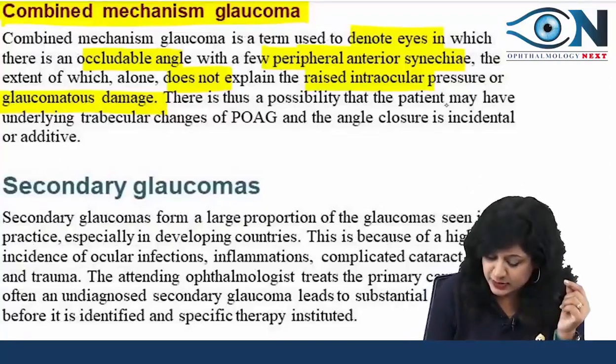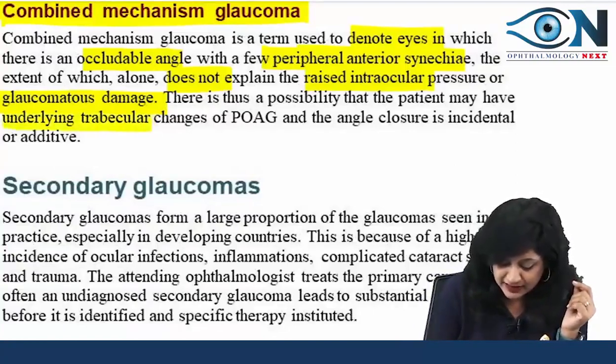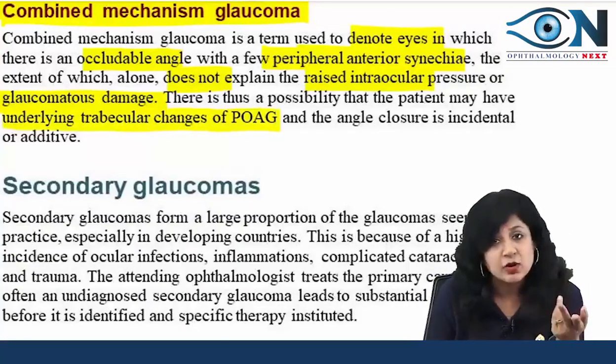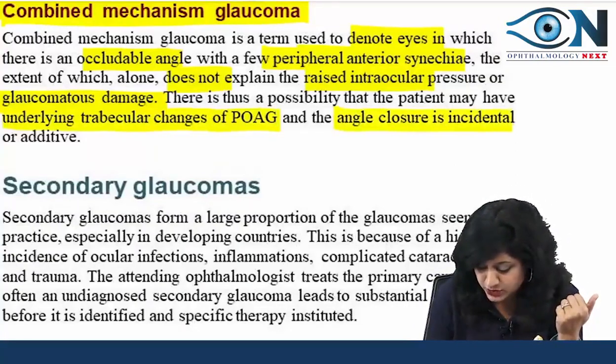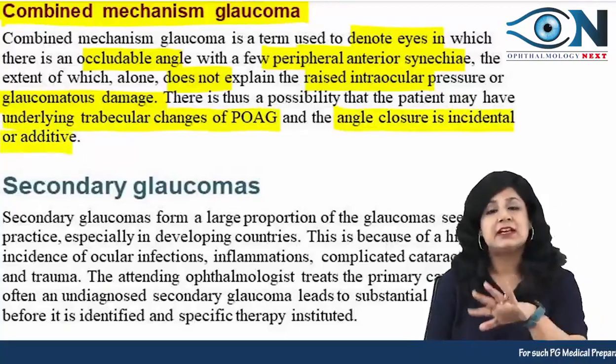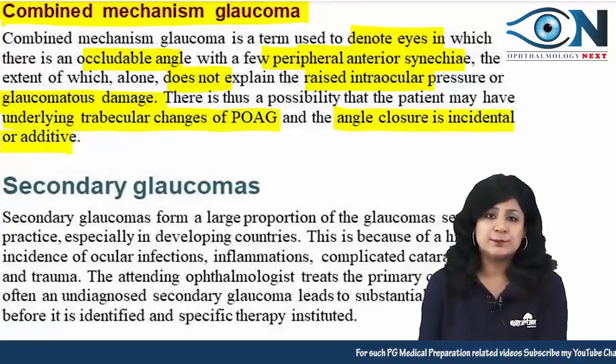So thus there is a possibility that the patient may have some underlying trabecular changes of the open angle glaucoma, and the patient may have the angle closure, and it can be incidental also, it could be additive also.